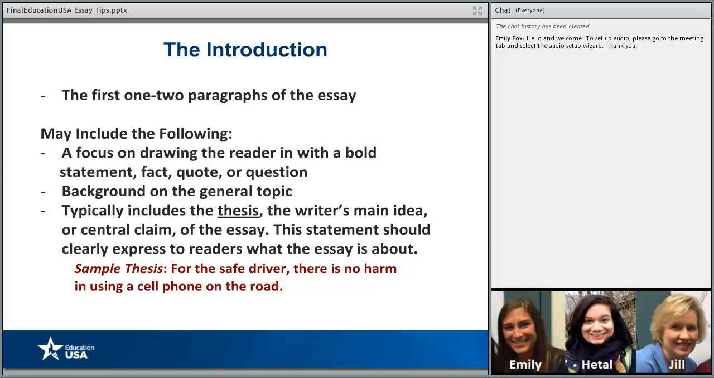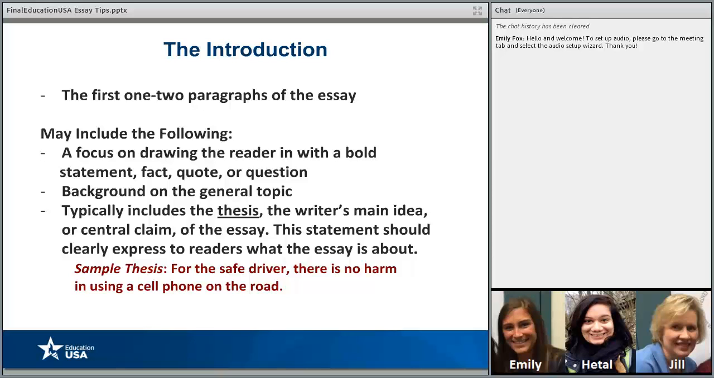So, very general ways that you can do that is with some kind of bold statement or a surprising fact or statistic, even a quote or a question. So, quite a few ways that you can draw your reader in. You could tell a little story even in the beginning. Magazine articles like to do that a lot. They'll start with a story of an individual person, and that's a great way to draw your reader in.